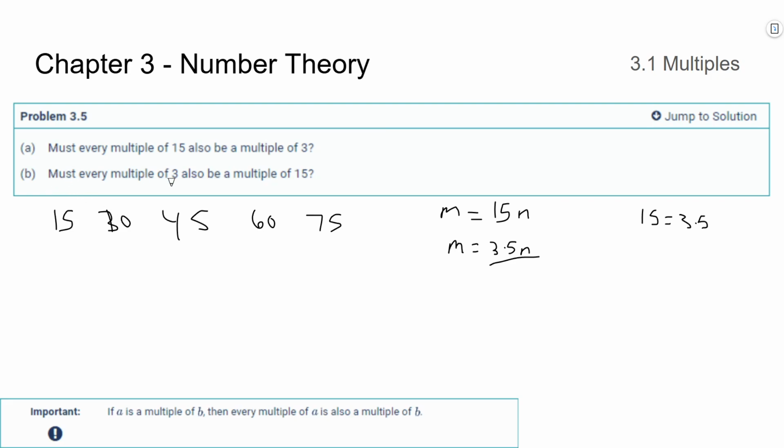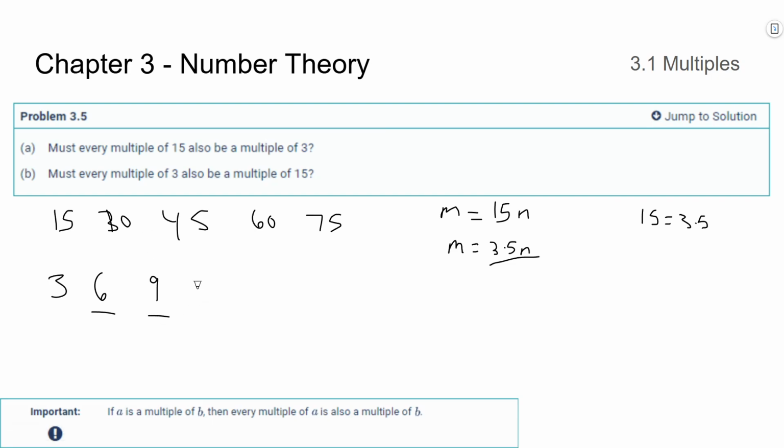Okay, now must every multiple of 3 also be a multiple of 15? Well, we can probably pretty quickly find that out. So what are the multiples of 3? 3, 6, 9. So is 6 a multiple of 15? No way. You can't get to 6 starting from 15 unless you multiply by a fraction or something like that. But that's not what we consider a multiple. A multiple has to be multiplying by an integer or divisible with no remainder. And you cannot make 6 starting from 15.